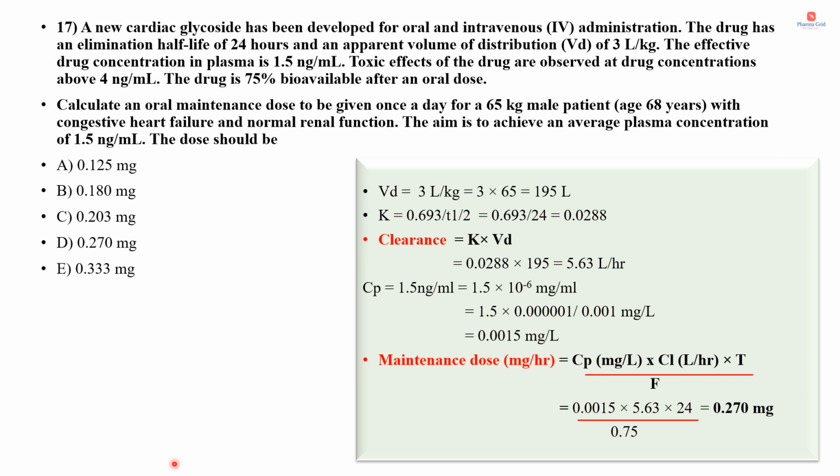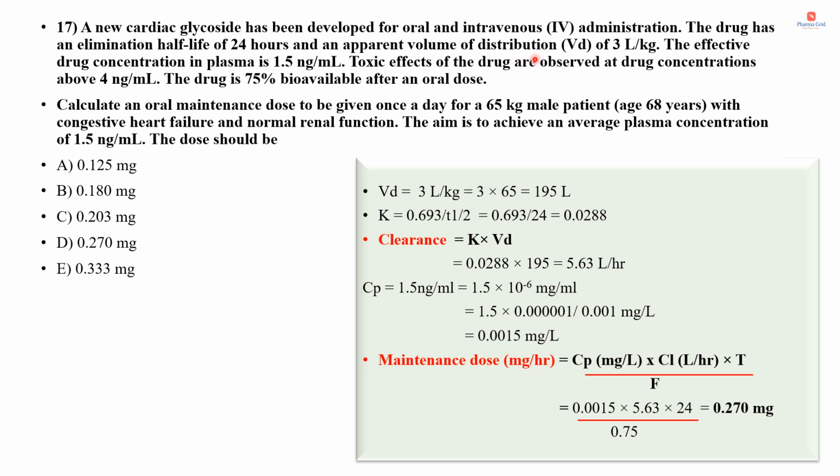In our biopharmaceutics and pharmacokinetics related questions discussion, we have learned that volume of distribution is useful in determining the loading dose, whereas clearance is useful in determining the maintenance dose. So in this question, we need to first calculate the clearance. So what are all the data given here?